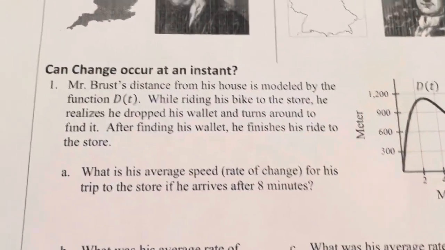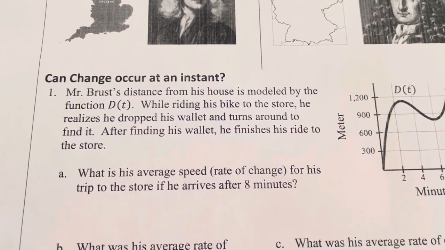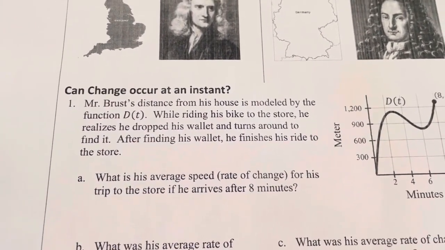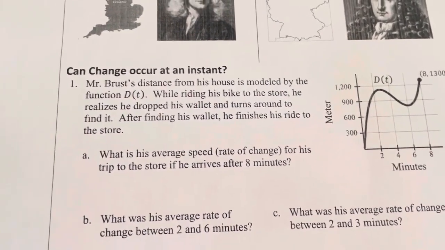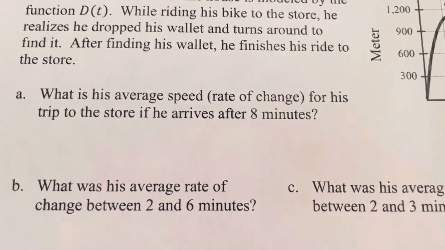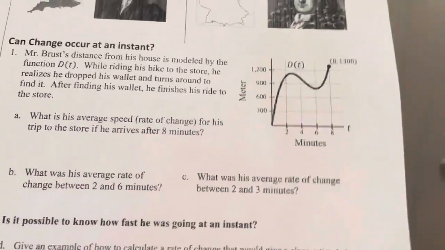So for number 1, Mr. Brust's distance from his house is modeled by the function d of t. While riding his bike to the store, he realizes he dropped his wallet and turns around to find it. After finding his wallet, he finishes his ride to the store. Okay, for part A, what is his average speed or rate of change for his trip to the store if he arrives after 8 minutes?